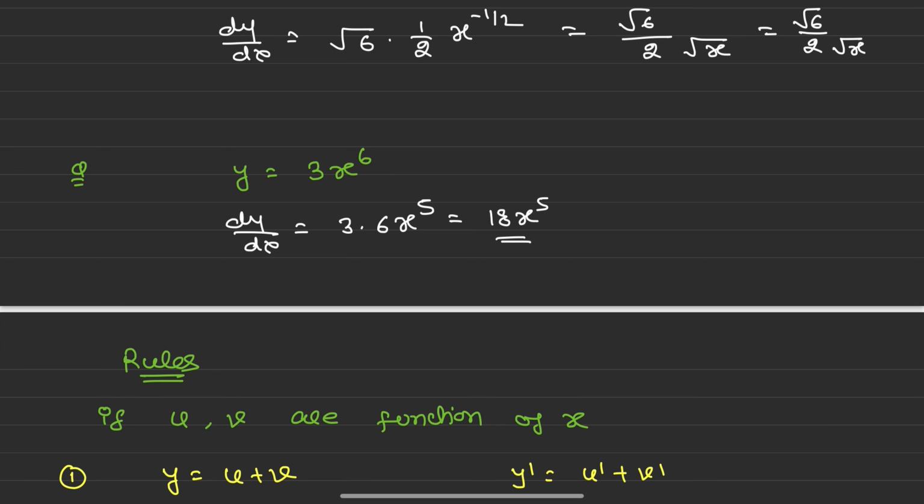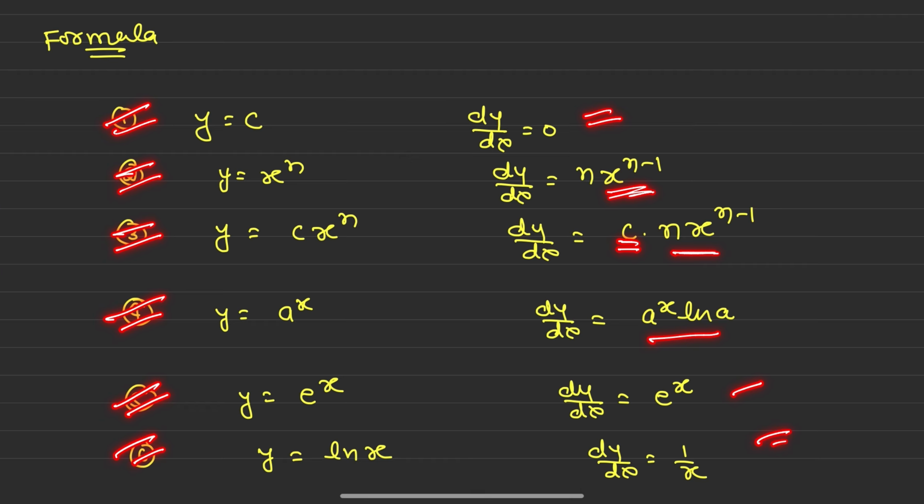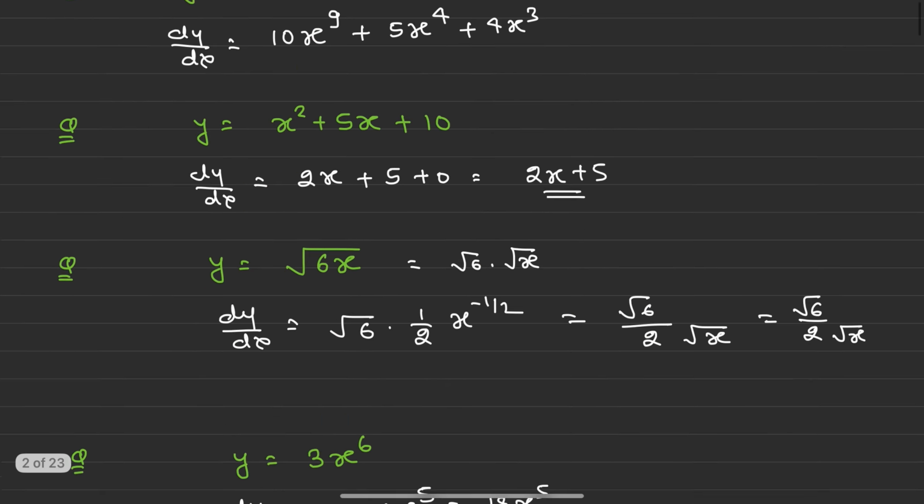You can revise again these 6 formulas that we have discussed and apply them to get the answer. You should know these formulas directly. So let's have one small recap once again. y is equal to c, the derivative of a constant will become 0. For x to the power n, the derivative will become n into x to the power n minus 1. If c is multiplied, you can say simply in this way, c into n into x to the power n minus 1. The derivative of a power x is a power x log a. The derivative of e power x is e power x. If we have log x, the derivative will become 1 by x.